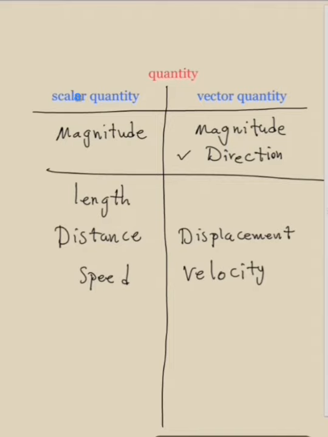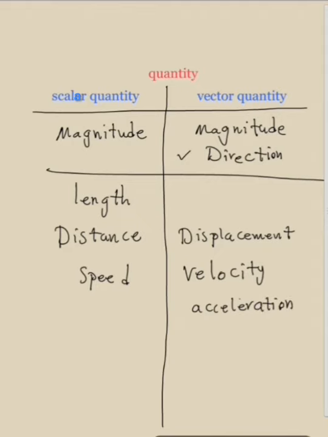What do you think about acceleration? For those who don't know, acceleration is the change of velocity over the change of time. We can say, for example, the acceleration of the car is 2 meters per second squared east. We can apply direction to acceleration too. So acceleration is a vector quantity.